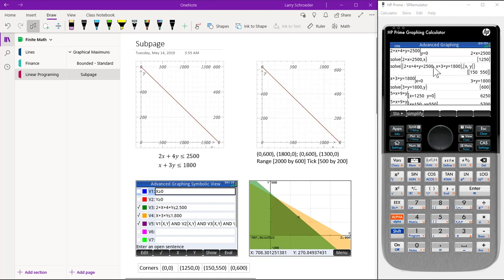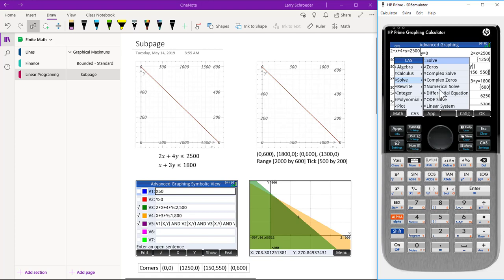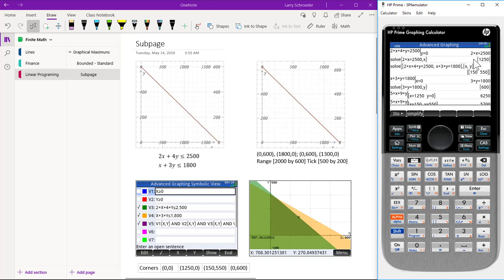The first one, we take the equation 2x plus 4y equal 2500 with y equals 0. To get this, we use the with template right here. We then hit the toolbox, the CAS menu, solve 3, and solve 1 to come up with the solve command. Then we highlight this particular entry and copy it into our solve command, comma X, to get our answer to be 1250. So this is how we come up with our answer 1250 and 0 on our corner listing.